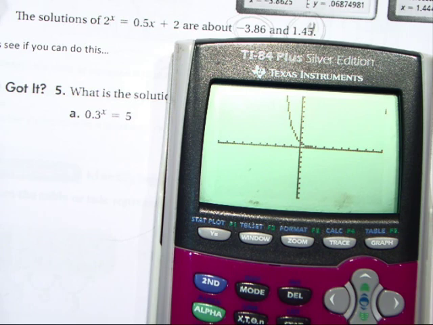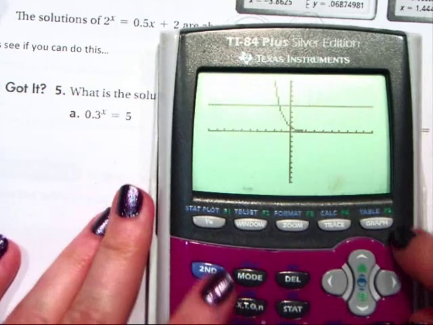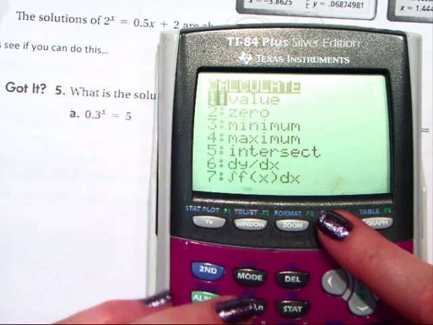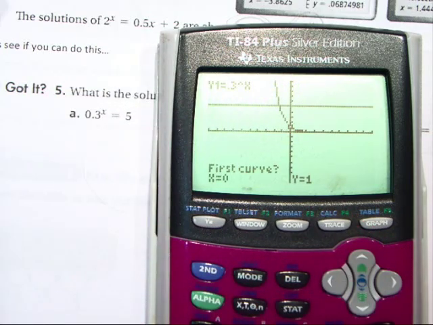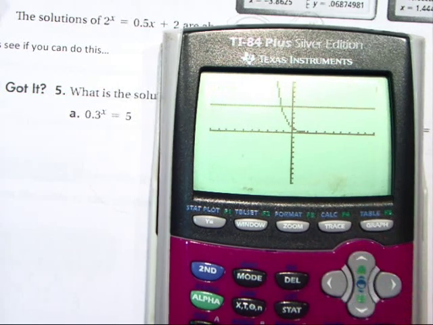There's my curve, there's my straight line. How many times is this one hit? Just once, huh? So we hit second, calc. We go and select number 5. Is it on the curve? Yes. Is it on the straight line? Yes. Take a guess. Enter.